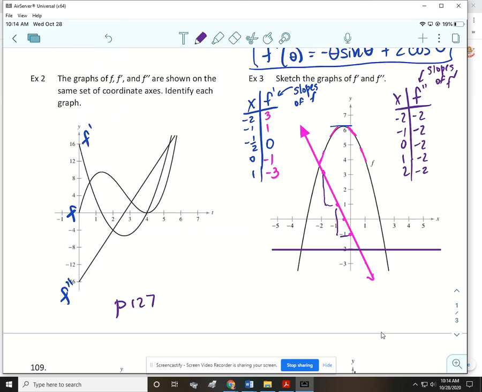All right. So your assignment is on page 127, 92, 94, 98, 100, 102, 105, 108 through 110, and then 112.